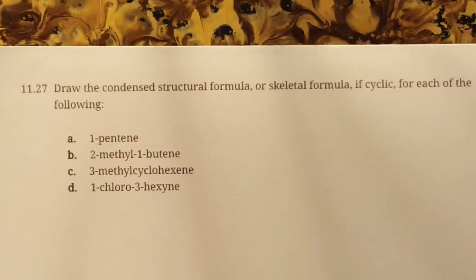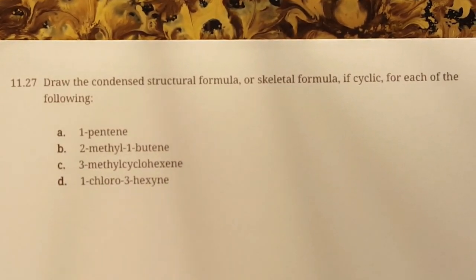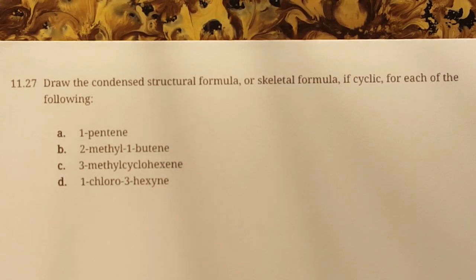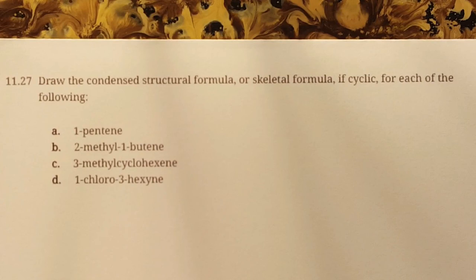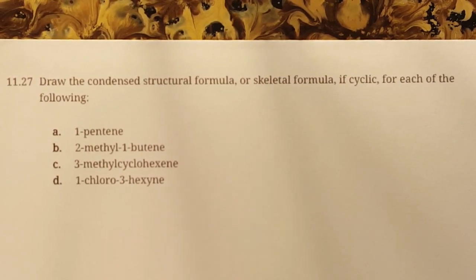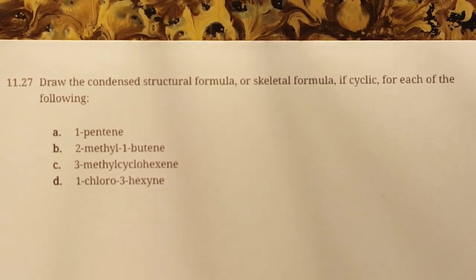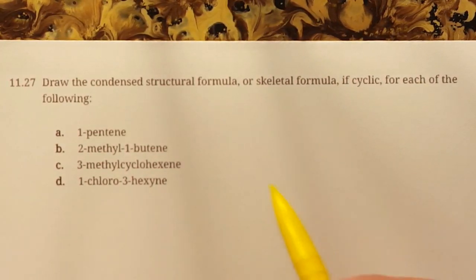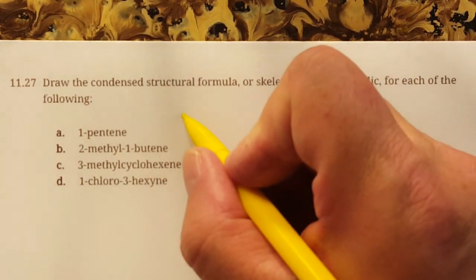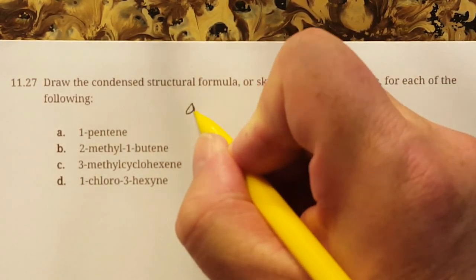Okay, let's move on to question 27. Draw the condensed structural formula or skeletal formula, if cyclic, for each of the following. So when we draw structures from their names, it's best to begin by listing the carbons first, or drawing the carbons first. So let's begin with A.